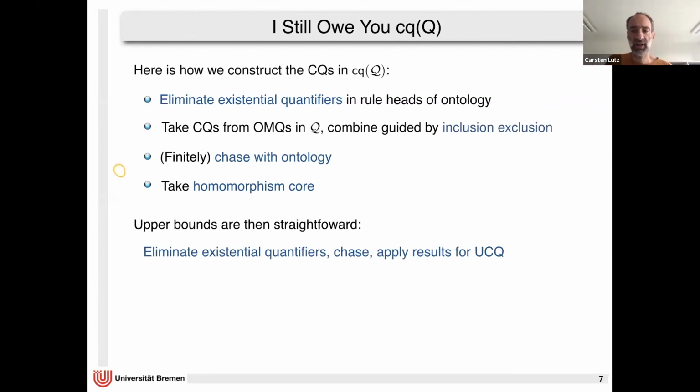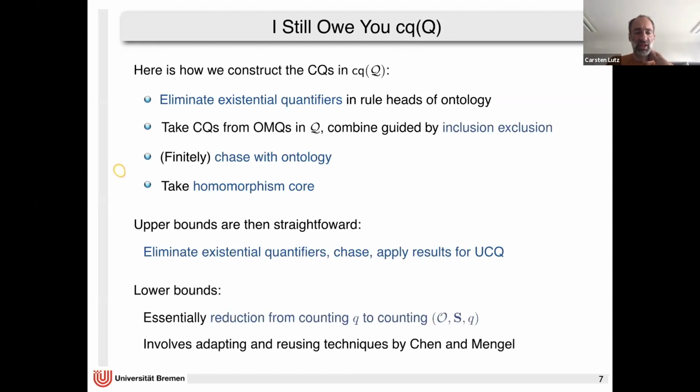If you define your class of conjunctive queries in this way, showing the upper bounds is not very difficult, essentially because after having written away the existential quantifiers, you can chase finitely. For the lower bounds, we reuse a lot of techniques from Chen and Mengel. These are very nice and powerful. Of course, we have to add something on top because we need to deal with the ontology. And at one point, we show the slightly surprising thing that you can actually remove the ontology from the query and at the same time make the query self-join free, and the complexity of counting stays the same.